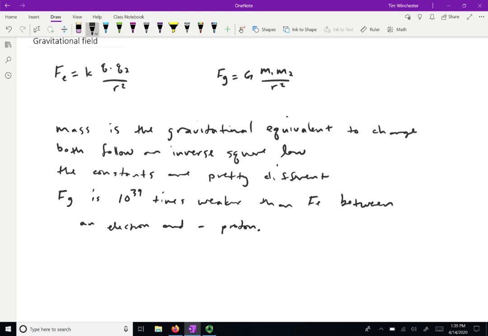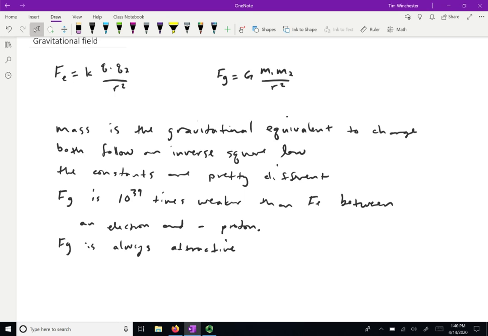Okay, so there's another difference between these, and that difference is that while gravitational forces are always attractive, electric forces can attract or repel. Okay, so don't be confused by the fact that these two forces have the same form. There are some qualitatively very different behaviors because of that fact.